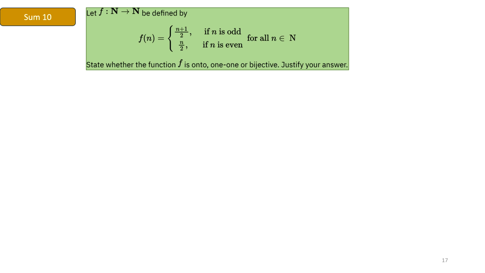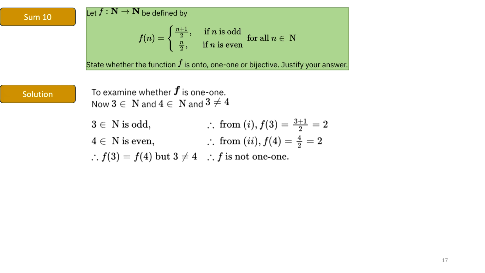If f of n equals n plus 1 by 2 if n is odd and n by 2 if n is even, check whether the function is one-one, onto, or bijective. The function lies in the set of natural numbers. To examine whether the function is one-one, consider two natural numbers 3 and 4. f of 3 is 2, whereas f of 4 is also 2. Since f of x1 equals f of x2 does not imply x1 equals x2, we can say that the function is not one-one.